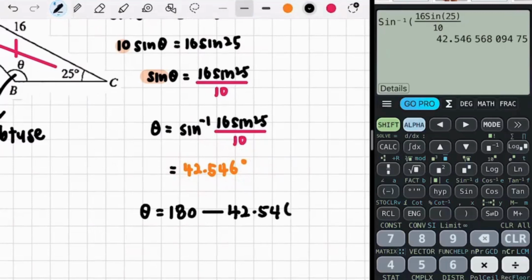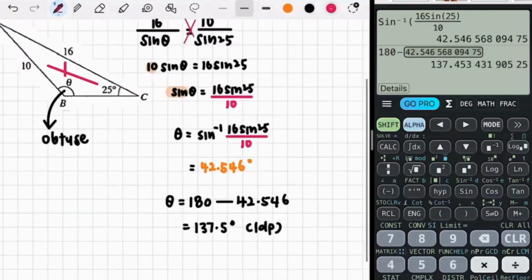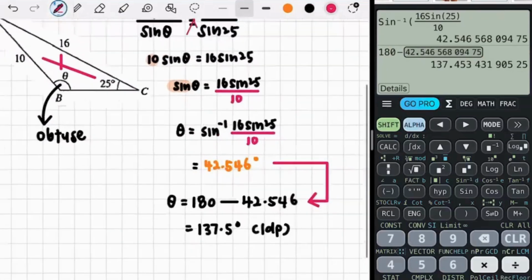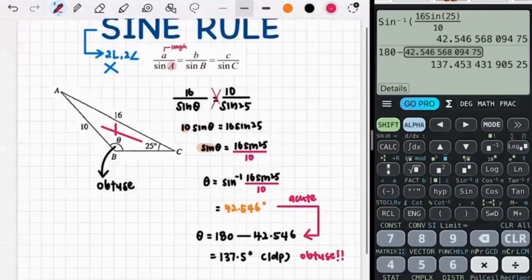Now we reach our final answer. So 180 minus this, then I'll be able to get 137.5 to 1 decimal place. Please take note of this step. This step is very, very important. A lot of students don't know. Imagine this is part I, you continue, it will all be wrong already. So always make sure, because over here we can see this is acute, not what we want. We want an obtuse angle. So bear in mind this important thing here.